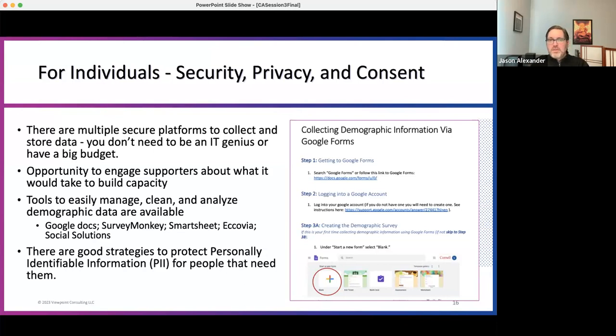When you're surveying and it's a truly anonymous survey, there are still ways that the survey fielding organization can identify you, especially if it's an electronic survey. But there are really good strategies to protect personally identifying information that are built into most of these systems or can be built into them, as well as strategies that are a little more homegrown.